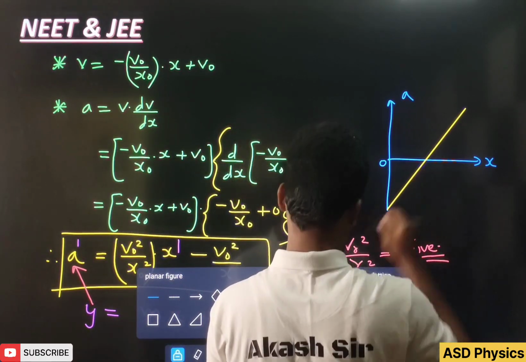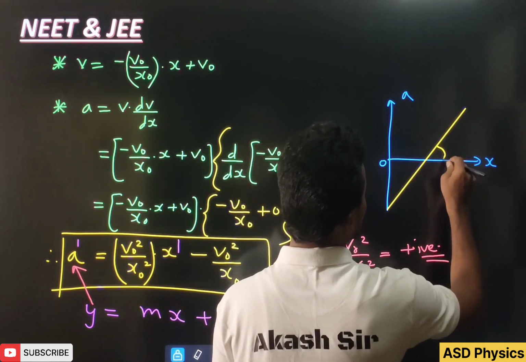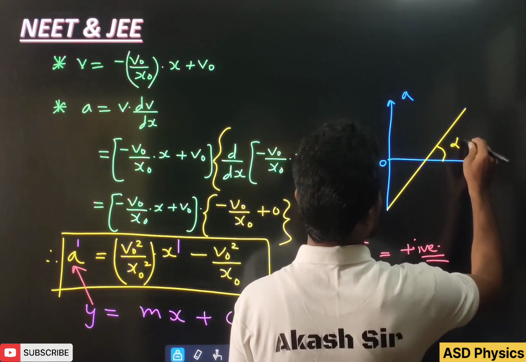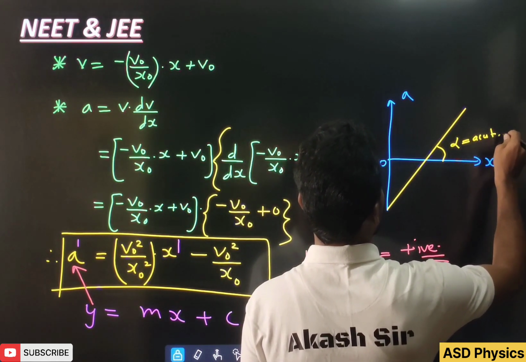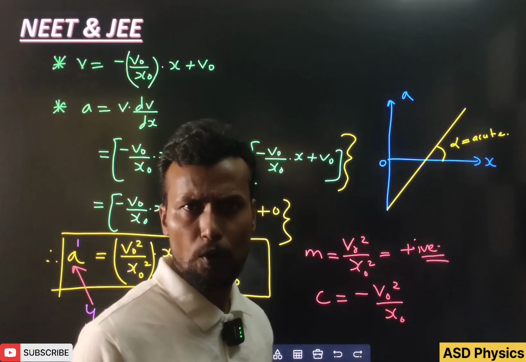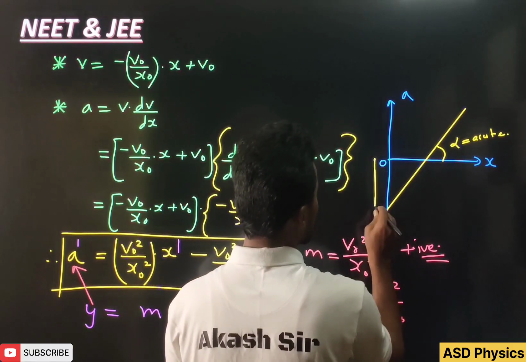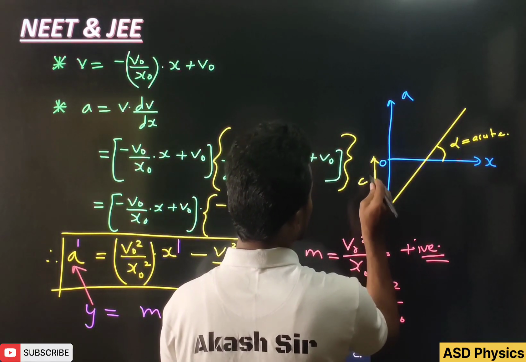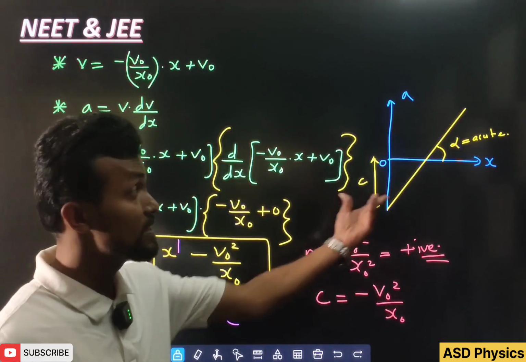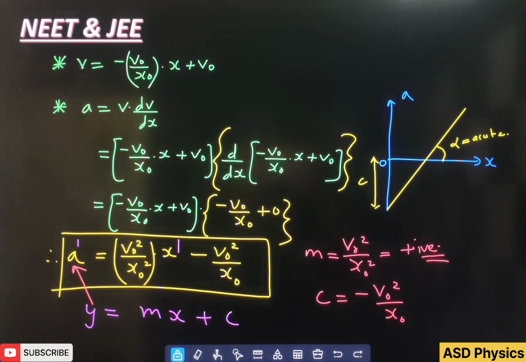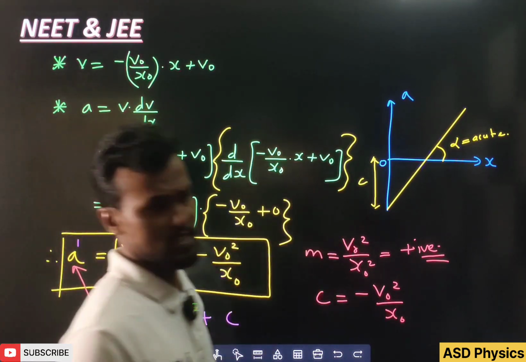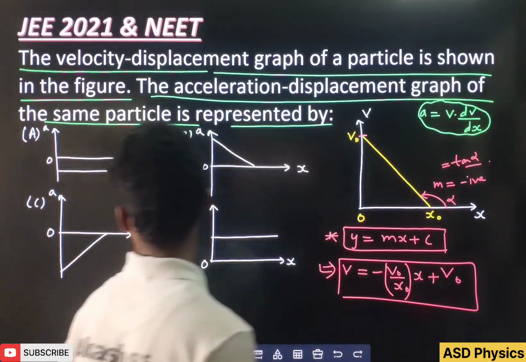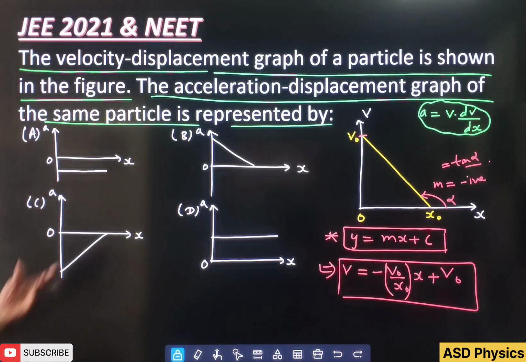Only what will happen is, remember students, this slope, let's take alpha, an acute angle, and slope positive. And this intercept along the y direction is negative. So remember that this kind of graph we require. The a versus x graph should be this kind of graph.